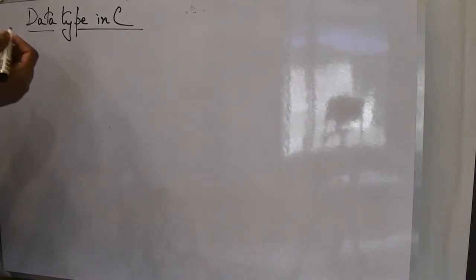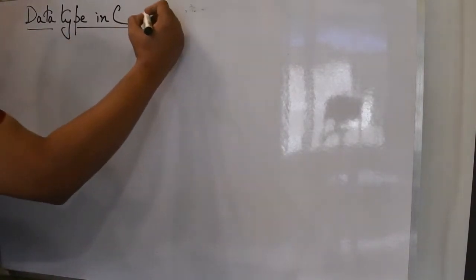In the first video we covered the basic input output in C language, and in this video we are going to cover the basics of data types. So guys, what is a data type? First we have to understand what a data type is, why it is needed, and how we are going to use it in our C programming. Let us consider this example.